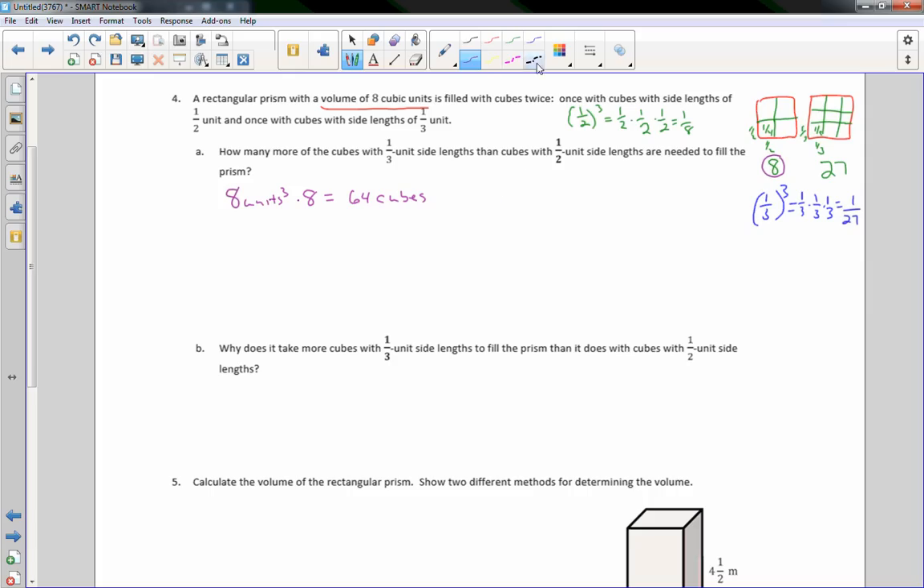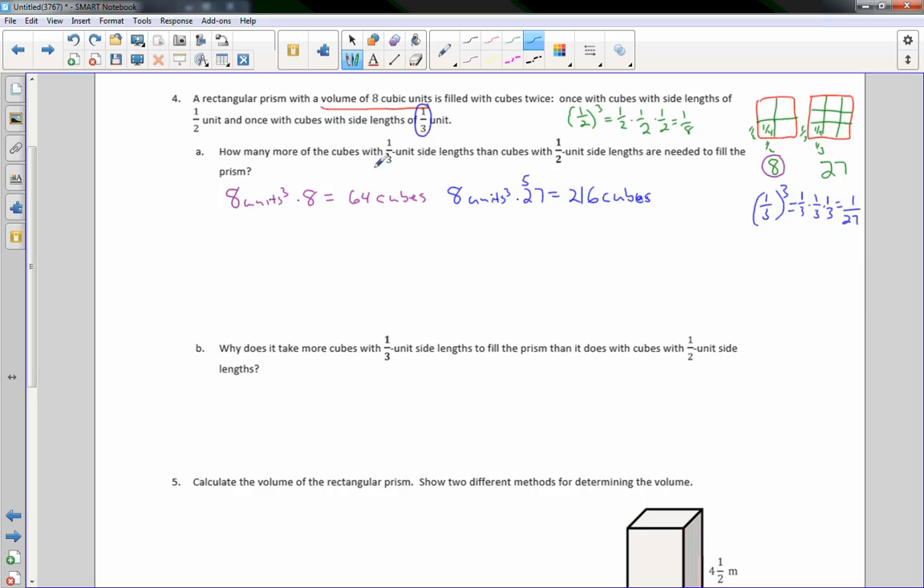If I do the same with the length of 1/3, then we're going to get 27 cubes per square inch. And if it is 8 units cubed, that means there are 8 cubes that are 1 unit by 1 unit by 1 unit. And I multiply that by 27. 7 times 8 is 56, carry the 5. 8 times 2 is 16, plus 5 is 21. There will be 216 cubes in the one that's 1/3.